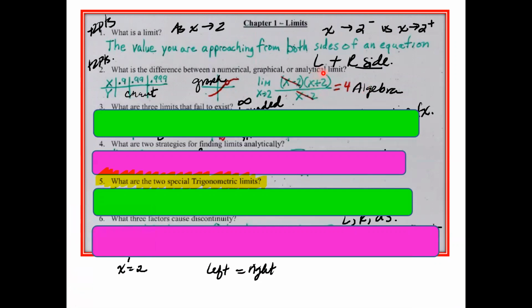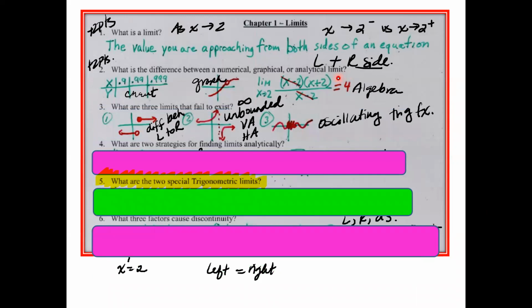And the 2 strategies we went over are conjugates and factoring. And factoring, you could do factoring trinomials with a power of 2, or you could do factoring with binomials with cube factorization. What are the 3 limits that fail to exist? These are the 3 that we went over in this unit.